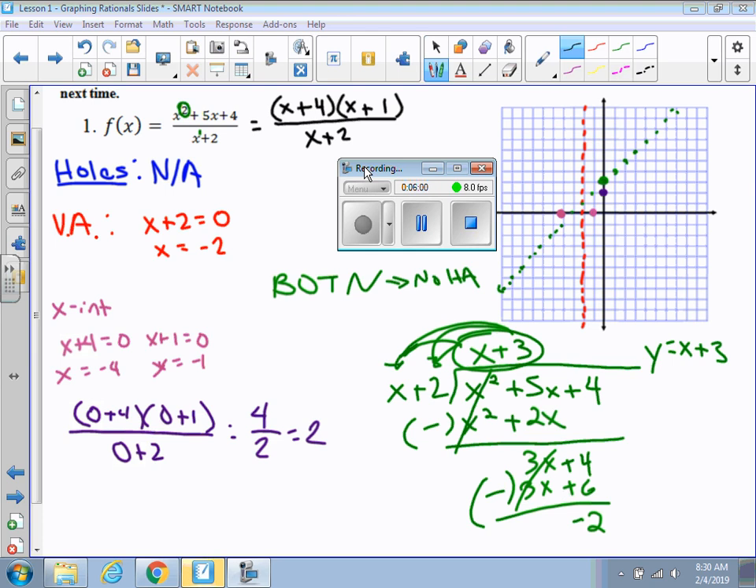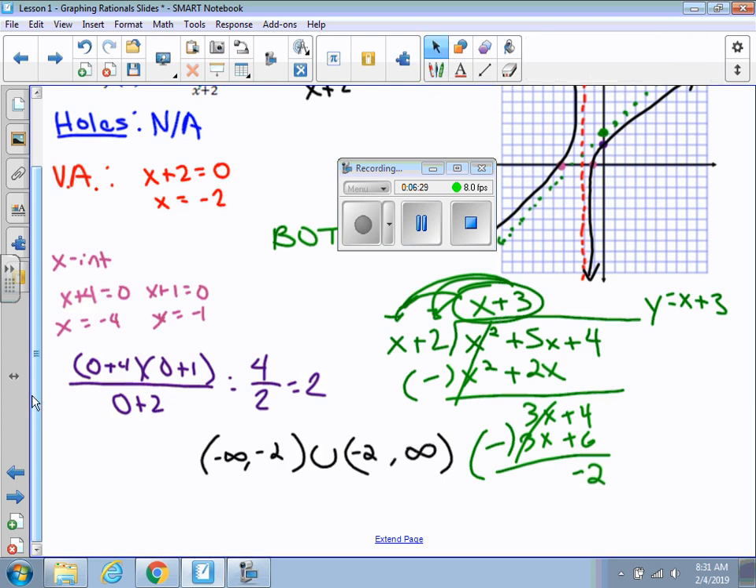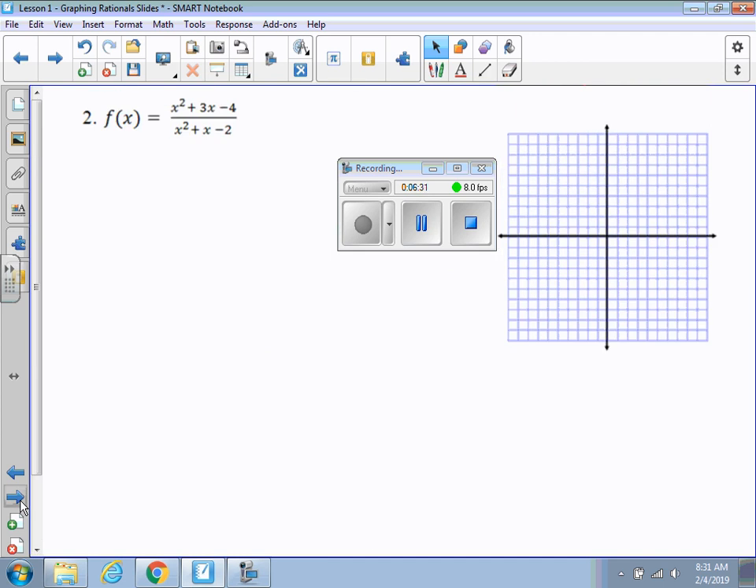As you can see, with rationals, you're going to end up with some curves, and they're going to kind of hug your asymptotes, but not really cross them. If we wanted to talk about domain, because we have one vertical asymptote, that means we're going to have one point of discontinuity. So we're going to start at negative infinity, going along until we get right to that vertical asymptote at negative 2, and then we pick up at negative 2 and go on to infinity. So let's try another example.